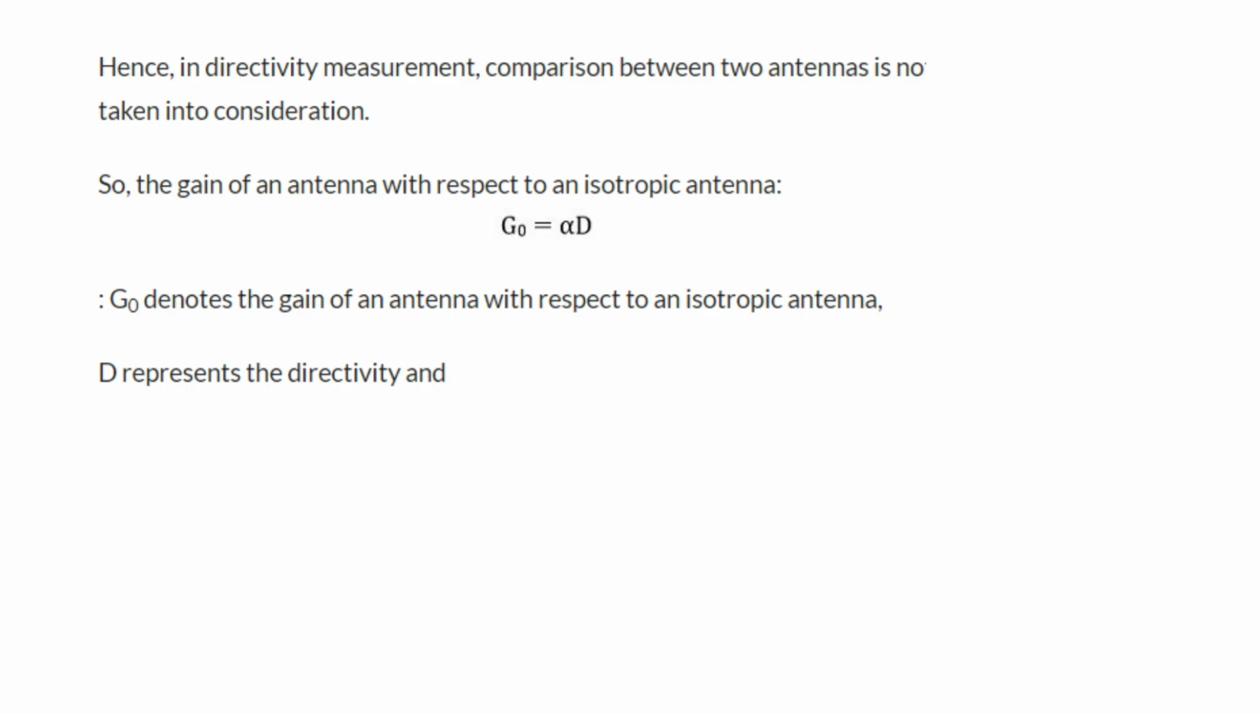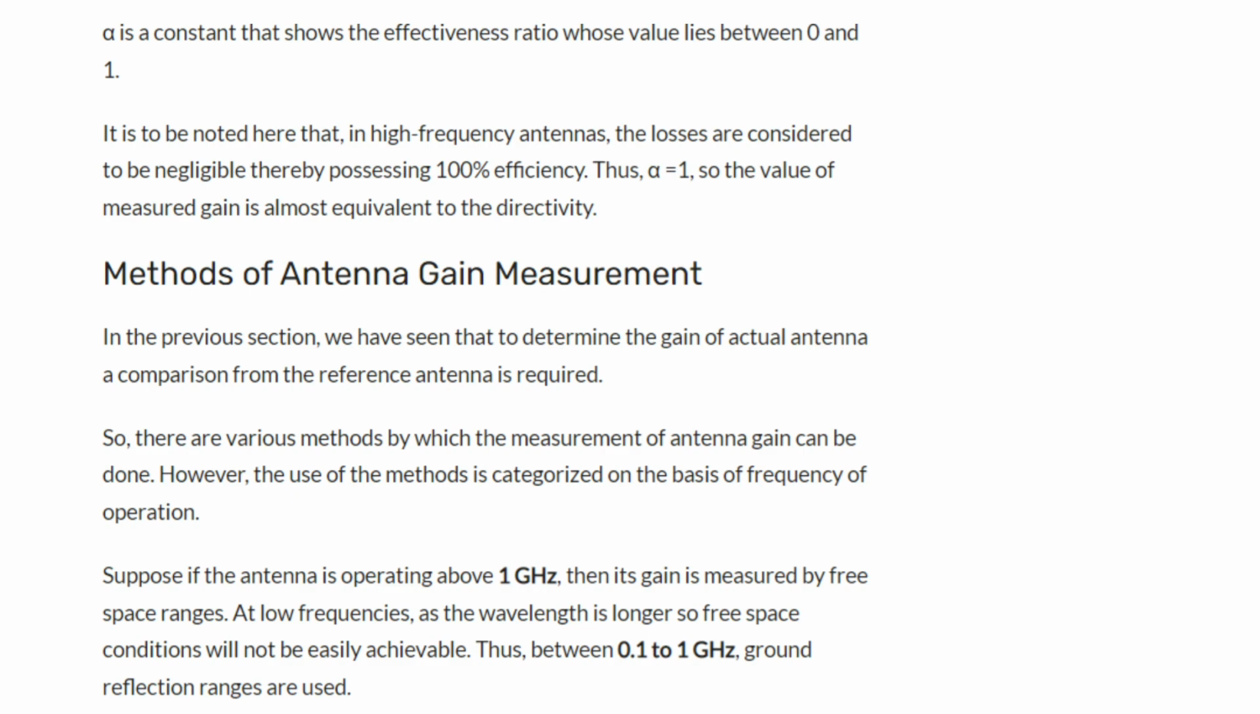So the gain of an antenna with respect to an isotropic antenna is written as G naught equal to alpha times D. Here, G naught denotes the gain of an antenna with respect to an isotropic antenna, and D represents the directivity. Alpha is a constant that shows the effectiveness ratio, whose value lies between 0 and 1. It is to be noted here that in high frequency antennas the losses are considered negligible, thereby providing 100% efficiency. Then alpha equals 1, so the value of measured gain is almost equal to the directivity.